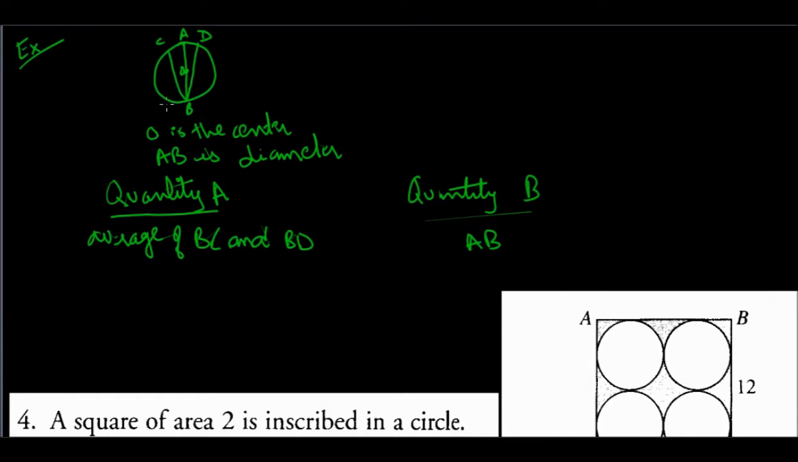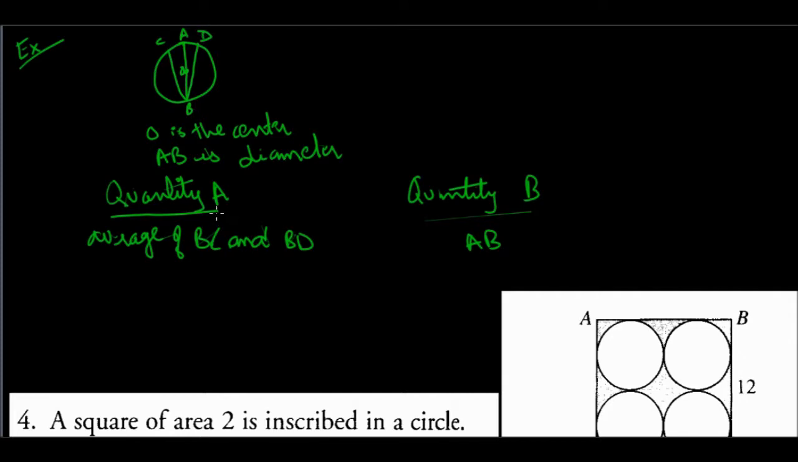Okay, so here is a quantitative comparison question. We have a circle, and the question says O is the center of the circle, and AB is the diameter. So we have AB diameter, we have 2 other line segments. These are, as you can see, chords. They don't go to the center. So we have a chord CB, we have a chord DB.